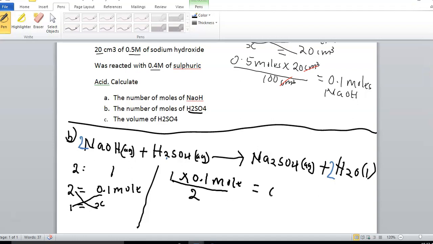Then the answer is 0.05 moles. This is the number of moles of sulfuric acid. So let me confirm the division. 0.1 divided by 2, if I'm not wrong, it's 0.05. We have 0.05.